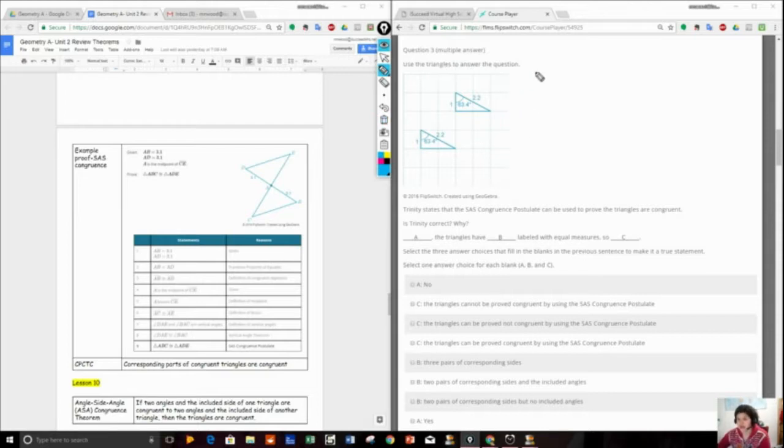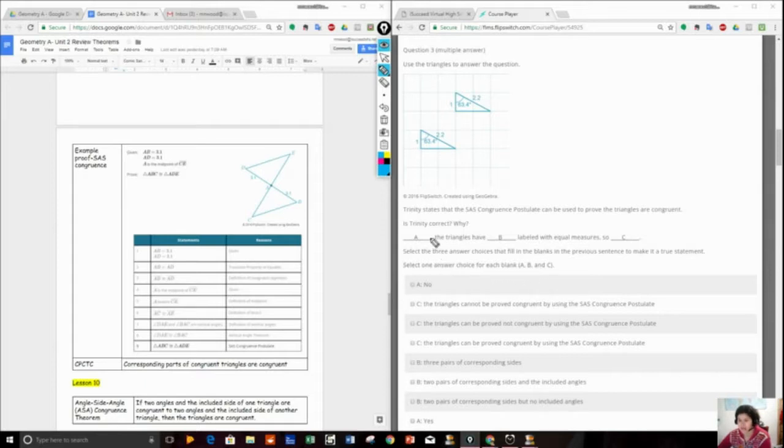Use the triangles to answer the question. Trinity states that the side angle side congruence postulate can be used to prove the triangles are congruent. Is Trinity correct? Why? Blank, the triangles have blank labeled with equal measures, so blank. Select 3 answer choices that fill in the blanks in the previous sentence to make it a true statement. Select 1 answer choice for each blank, A, B, and C.